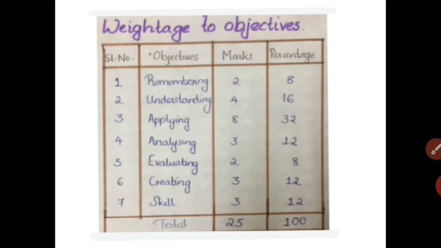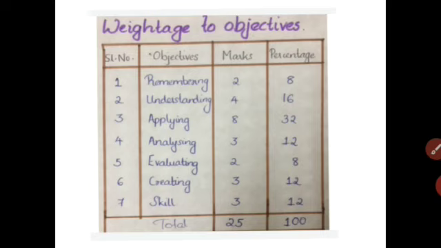And you can see the objectives listed here. We know them, right? Which are they? These are the objectives in the cognitive domain of revised Bloom's taxonomy. That is remembering, understanding, applying, analyzing, evaluating, and creating. Along with them, we are taking skill also. Skill comes under the psychomotor domain. So these 7 objectives have to be taken into account while giving weightage to objectives.